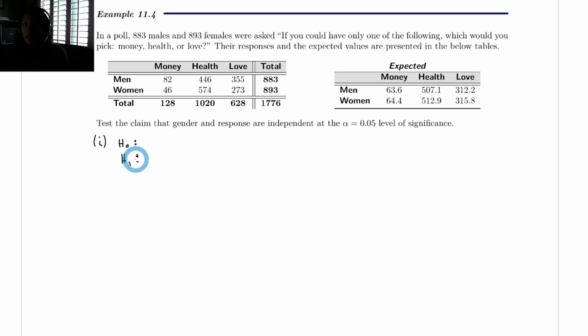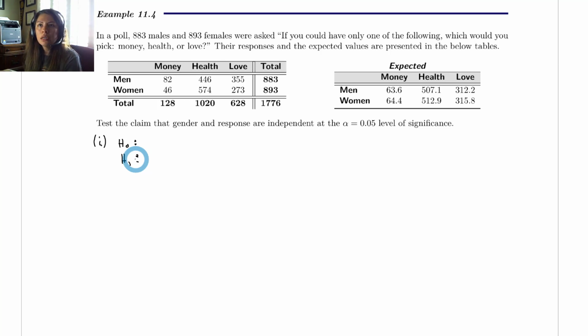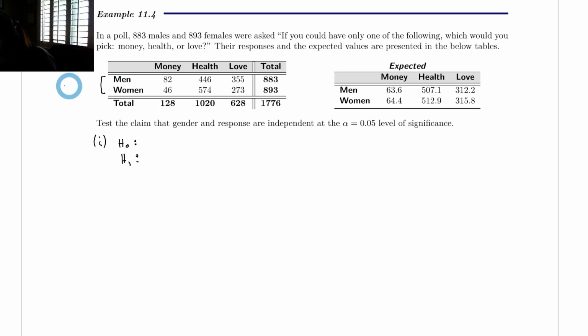So in this case, what are we looking for? Are we looking for that money, health, and love are independent, or men and women are independent, or are we looking at the categories? Like gender is independent from the response of money, health, or love, right? So we're looking for the categories. So this row category is gender. And the column category are these choices, right? So whatever they responded with, we'll call it a response.